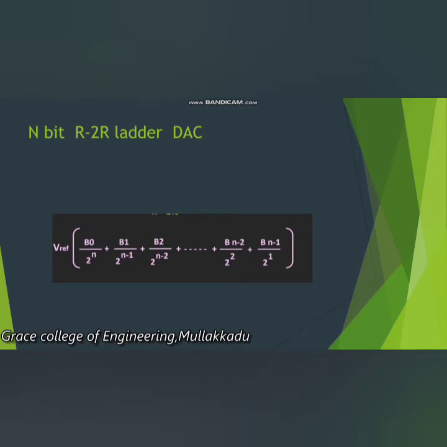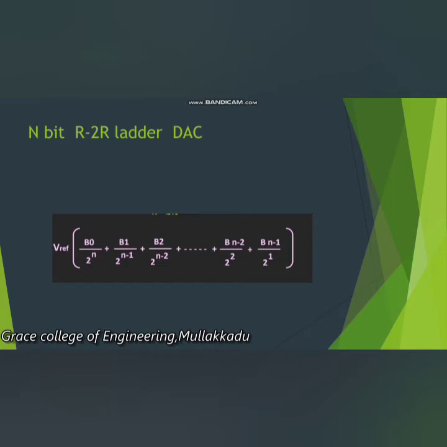For example, if we are using 3 bits, then we have to take B0 divided by 2^3, that is 8, B0 by 8, plus B1 divided by 2^2, that is B1 by 4, plus B2 divided by 2^(3-2), that is B2 divided by 2. Therefore, for 3 bits, we can take the formula as V reference into B0 by 8 plus B1 divided by 4 plus B2 divided by 2.